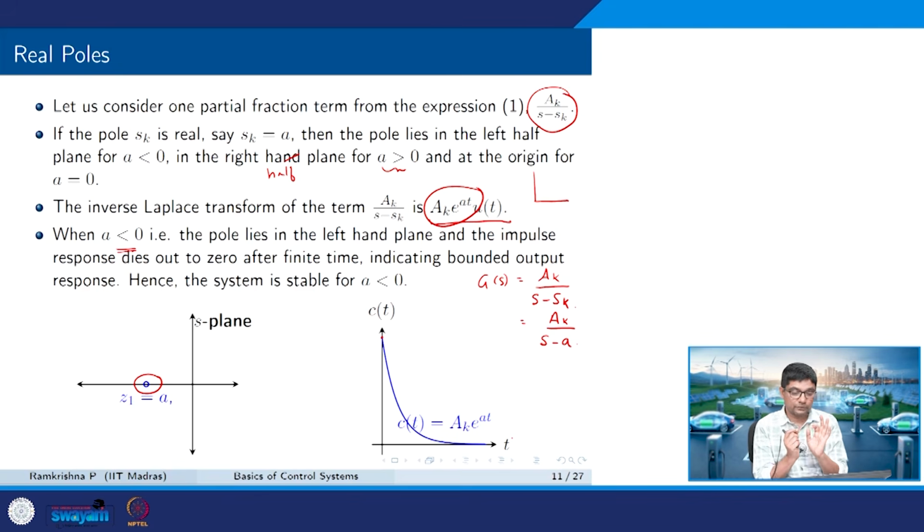So, one thing to see carefully: the pole is in the left half plane, the response is bounded, and therefore the system is stable. The response does not just blow up.